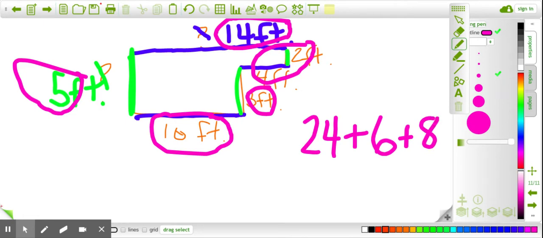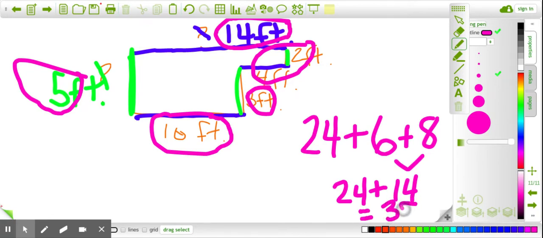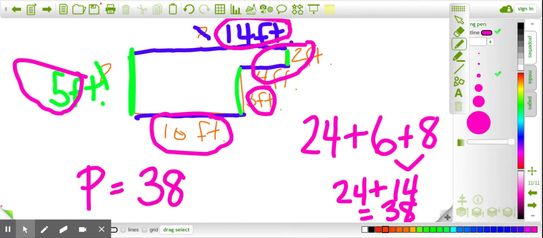Okay, so now I'm going to put together my 6 and my 8. So 6 plus 8 is 14. So now I just need to add 24 plus 14, which is 38. So my perimeter, or P, equals 38 feet.